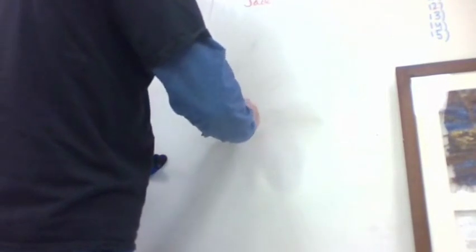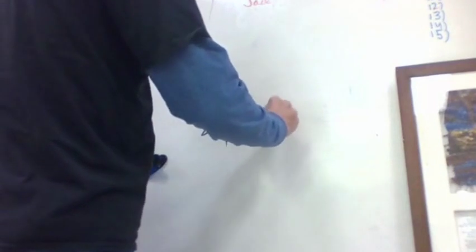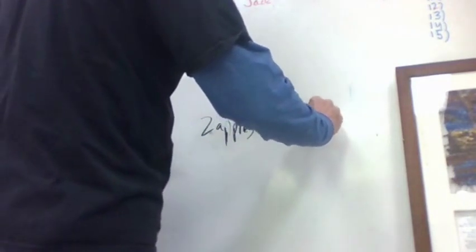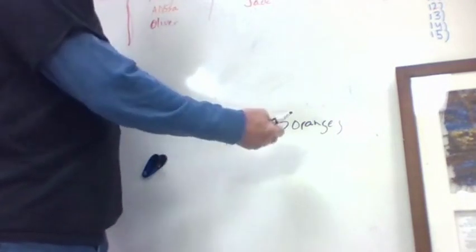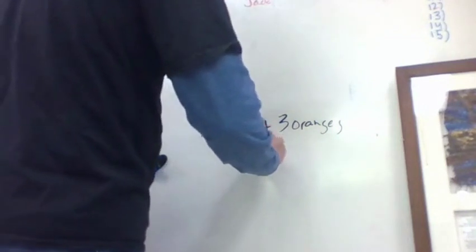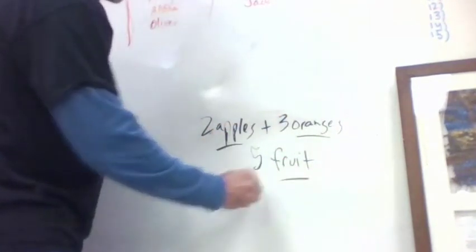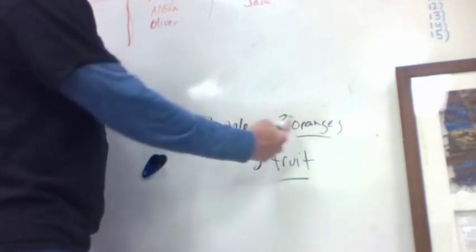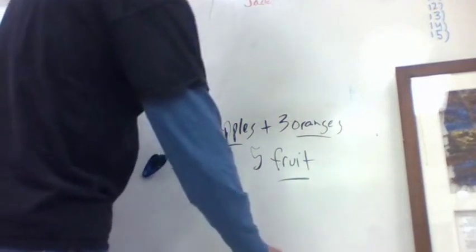Now, what if you said 2 apples plus 3 oranges? What do you got? You got 2 apples and 3 oranges. But what do you have in total? You have 5 fruit. Now, check it out. This is a language thing. But you have 3 things. These 2 are individual fruit, but we're going to combine them into fruit. Okay? 5 fruit.